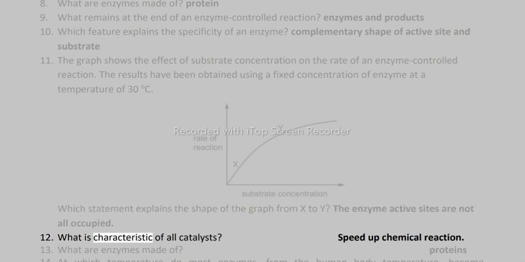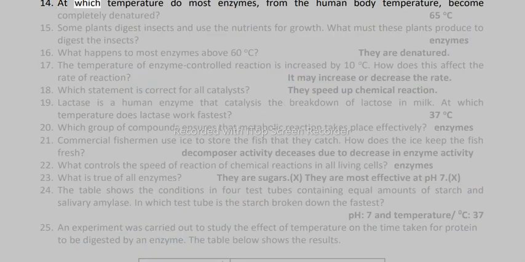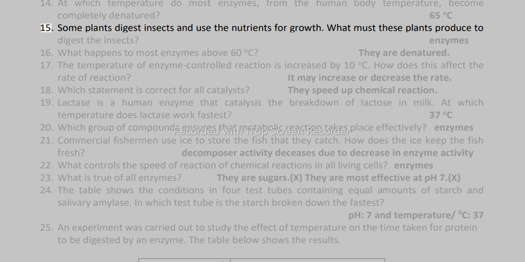12. What is characteristic of all catalysts? Speed up chemical reaction. 13. What are enzymes made of? Proteins. 14. At which temperature do most enzymes, from the human body temperature, become completely denatured? 65 °C.